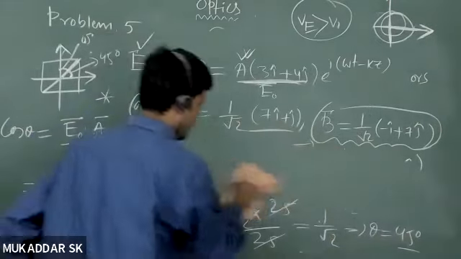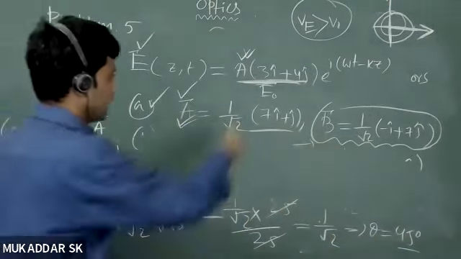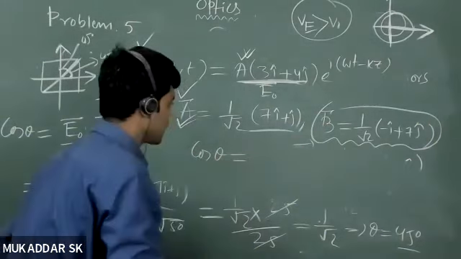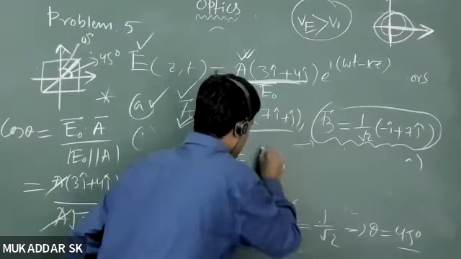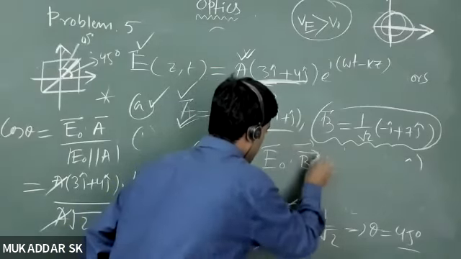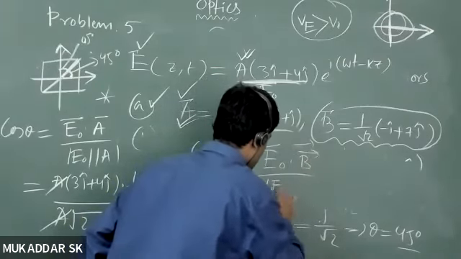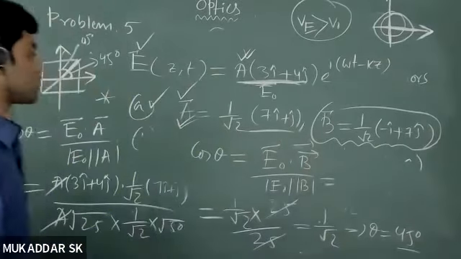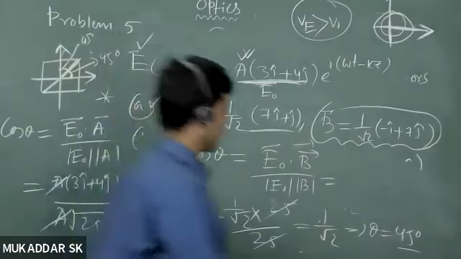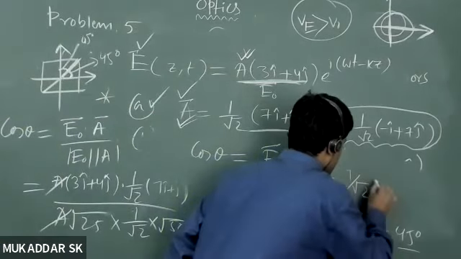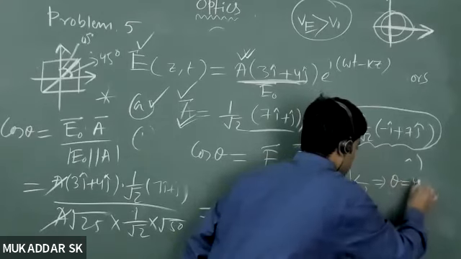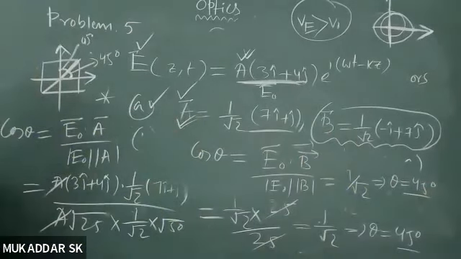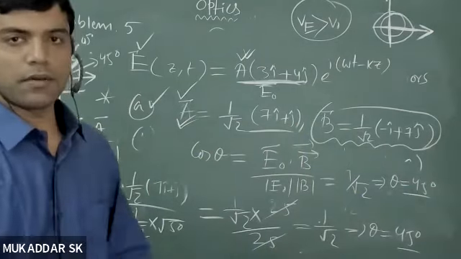If I calculate the angle between E naught and B, I have to use the same formula. Cosine theta will be E naught dot B divided by mod E naught into mod B. If you calculate this, you will get the value 1 by root 2. So theta will be 45 degrees, and the correct option will be A. If you check the other options, they will not give this angle of 45 degrees.